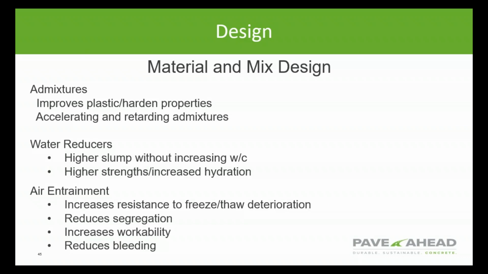Admixtures can be used in concrete mixes to improve plastic or hardened properties. So water reducing admixtures are commonly used and provide a higher slump without increasing the water cement ratio. Also, higher strengths can be obtained due to the increased scattering of the cementitious particles, resulting in increased hydration. Air entrainment is also used, and it can be used to increase the resistance to the freeze-thaw cycles and de-icer salts. Air entrainment creates these pockets for moisture to fill when expanding during the freezing. Air entrainment also reduces segregation, increases workability, and reduces bleeding.